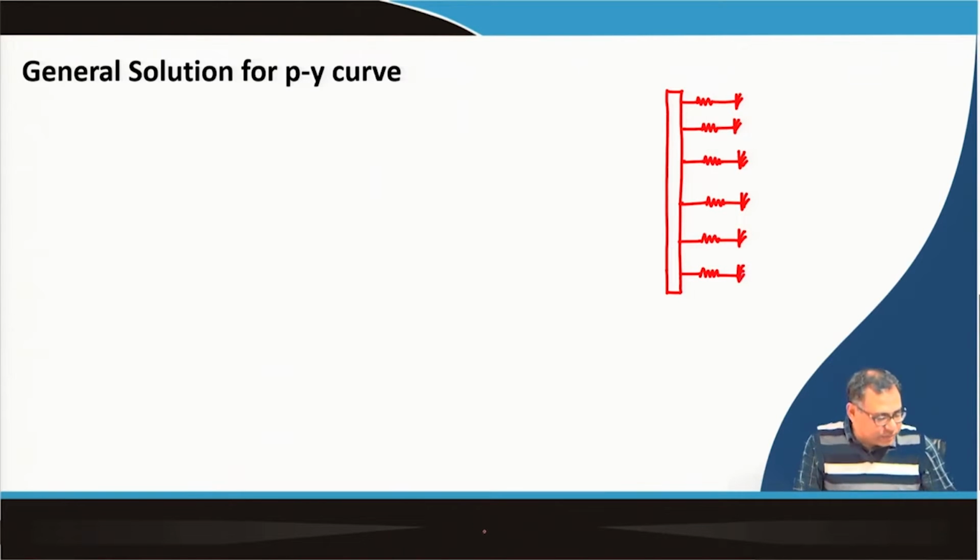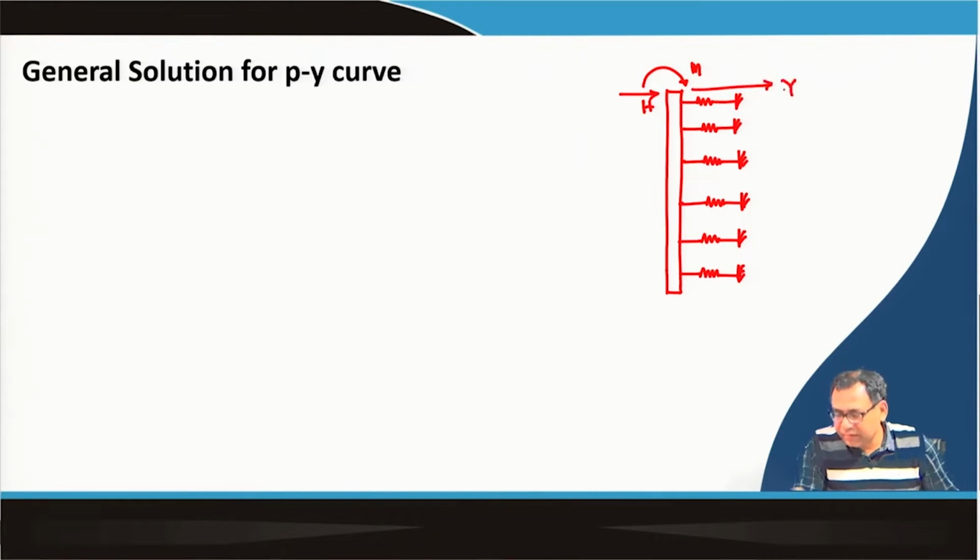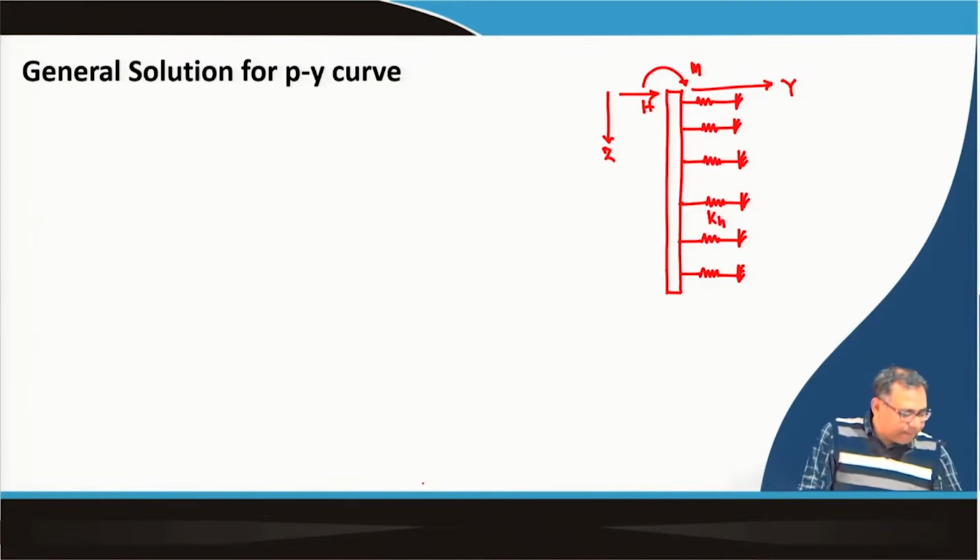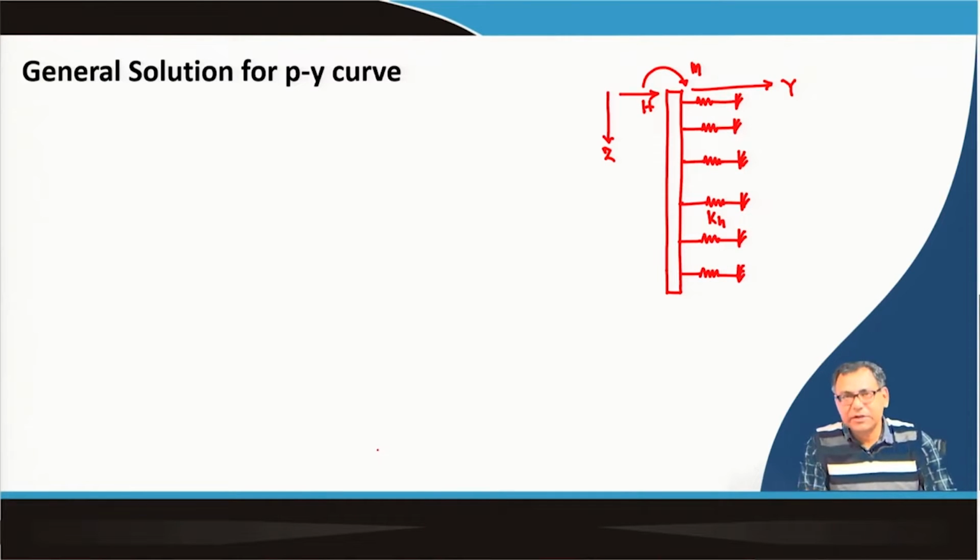The beam is attached with the springs, and we are applying, say, a horizontal load and moment at the head of the pile, or top of the pile. Suppose this is your y axis and this is the z axis, and this is the value of K h. Now, under this condition, the pile is subjected to only horizontal load and the moment.